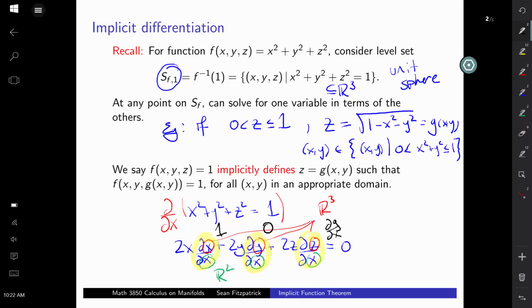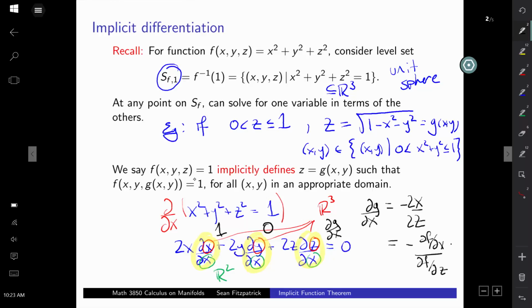You get that dg dx is equal to minus x over z, right? Or I mean, it was 2x over 2z, but we canceled the 2's. And so this is minus df dx over df dz. It's worth making a note of that.